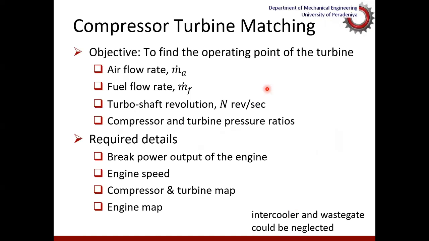Usually when it comes to design or selection of compressor turbine units for turbocharging, we need to do an exercise called compressor turbine matching. The objective of such matching is to find the operating point of the turbine: what should be the mass flow rate, the fuel flow rate, the turbo shaft revolution, and the compressor and turbine pressure ratios. These are found based on the brake power output of the engine, speed, compressor and turbine maps, and engine maps.